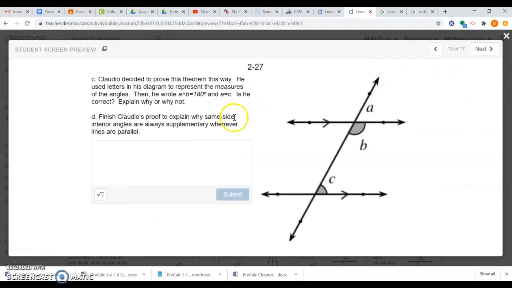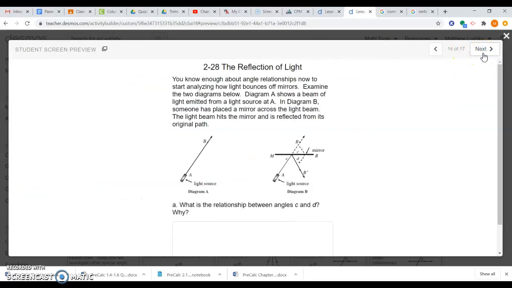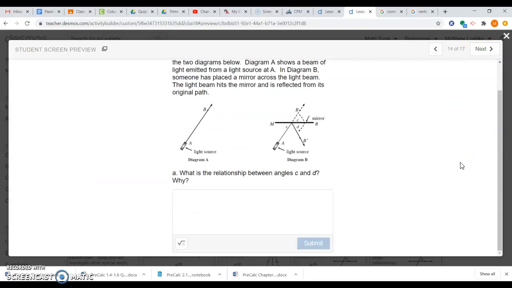Okay? Here we can just take it a little bit further, trying to explain, is this right? A plus B equal 180 if A equals C, and just explaining what's happening here, and if we can come up with concrete, yes, that's always going to be the case. And then lastly, we have just a light diagram. So you can see a light source shining a beam. It's reflecting off of that mirror, and we get these different angle relationships.